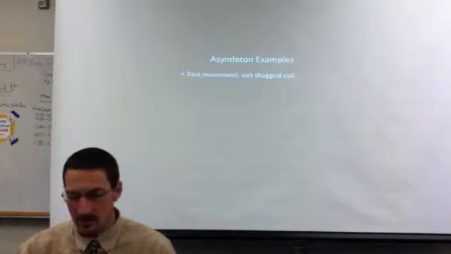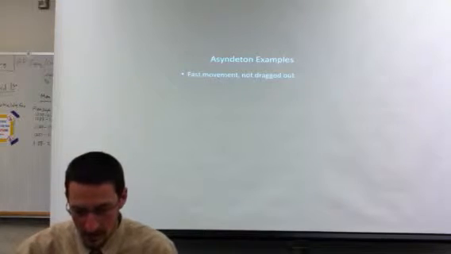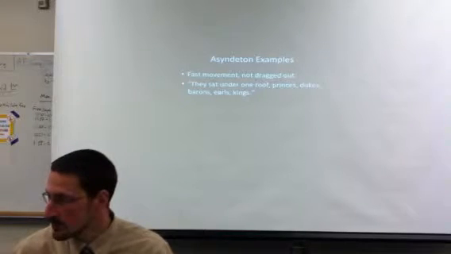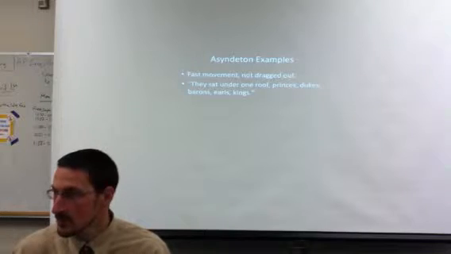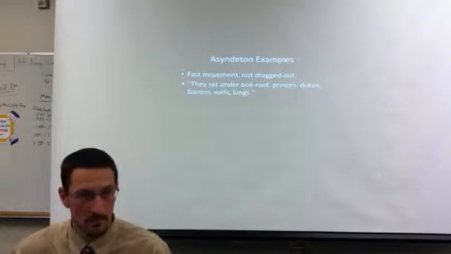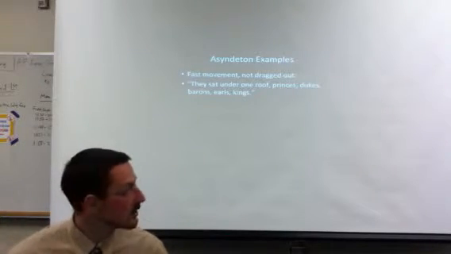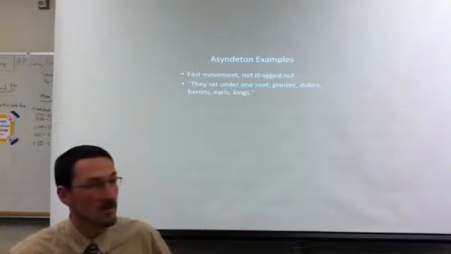This is an example of something that shows fast movement and it's not dragged out. They sat under one roof, princes, dukes, barons, earls, kings. And anything else you might think of when you think of that list. Right? Just says it straight out. Normally we would have to put a conjunction there between earls and kings.